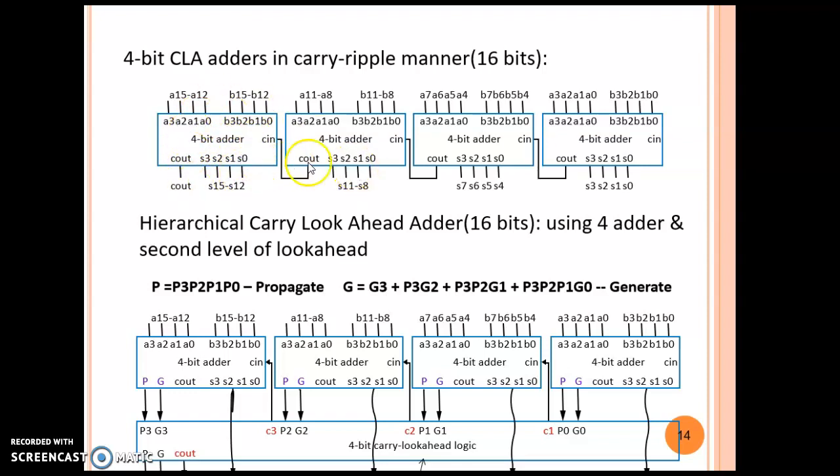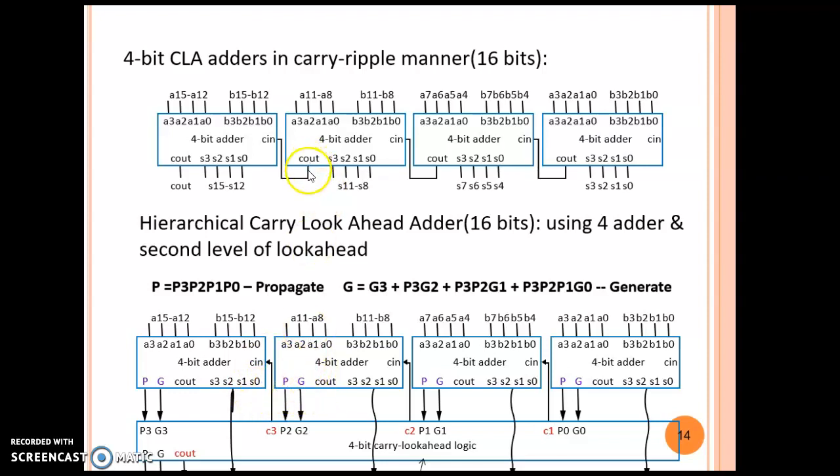So this 16-bit adder is better as compared to the ripple carry adder, but again there is this rippling of carry. In order to avoid this rippling of carry, we can go for a hierarchical carry look ahead adder. Hierarchical carry look ahead adder is nothing but it is using 4 adders. Here you can see what I'm doing. We are using 4 carry look ahead adders. Now one important thing: this is also a carry look ahead adder, this is also a carry look ahead adder. But the important thing, if you can observe, there's a difference.